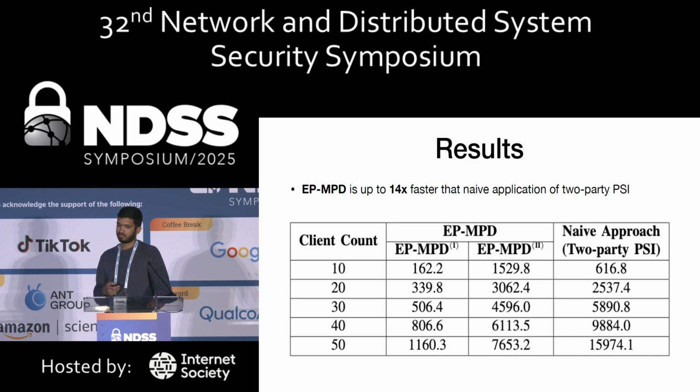And we can see that as we increase the number of clients, the performance speedup that is observed with EP-MPD becomes more noticeable. And we observe up to a 14 times speedup with 50 clients for EP-MPD that utilizes the faster eGPSI1. And naturally, the EP-MPD variant that utilizes the slower eGPSI2 based on oblivious pseudorandom functions is not as fast, but it's still faster than the naive approach of applying two-party PSI.